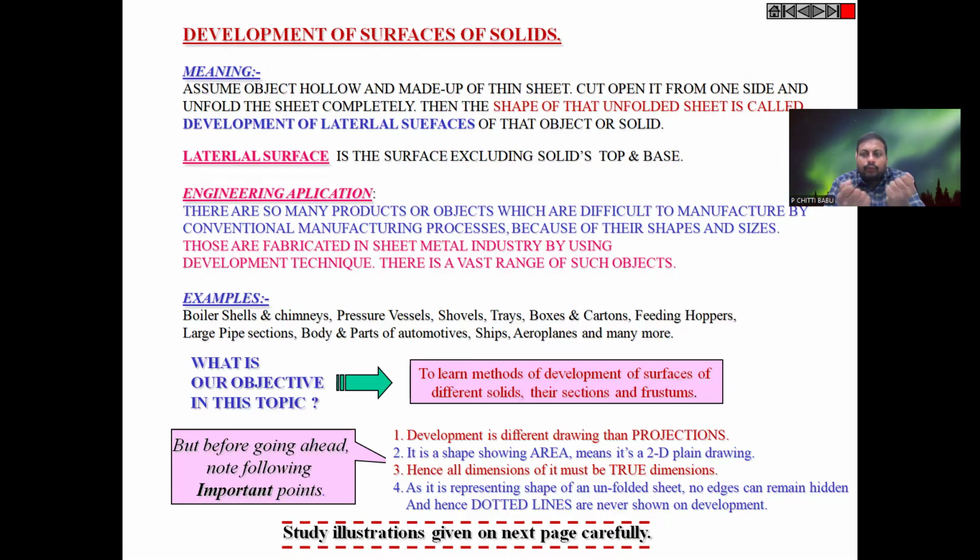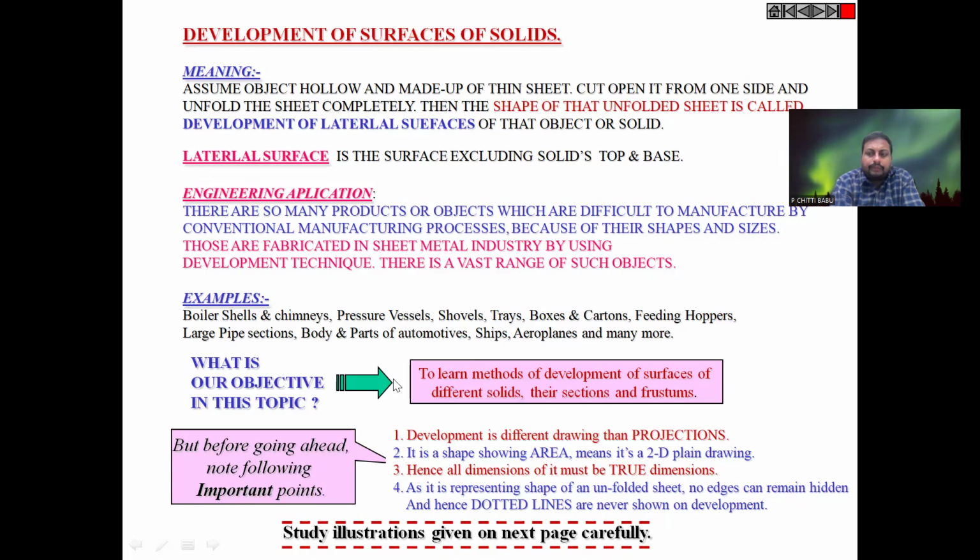So we are unfolding and unrolling the object. That is the development. So that is about development. These are a lot of examples. Here we have a boiler, a shell, chimney, pressure vessel, boxes, cartons, feeding hoppers, large pipe sections, body parts, automotive ships, aeroplane, and many more. So we are going to learn methods of the development of surfaces of different solids and their sections and frustums.